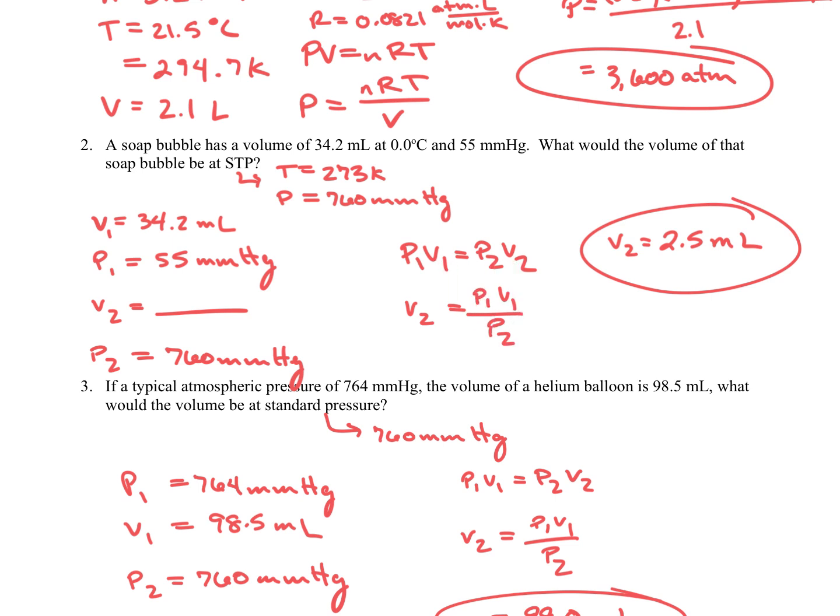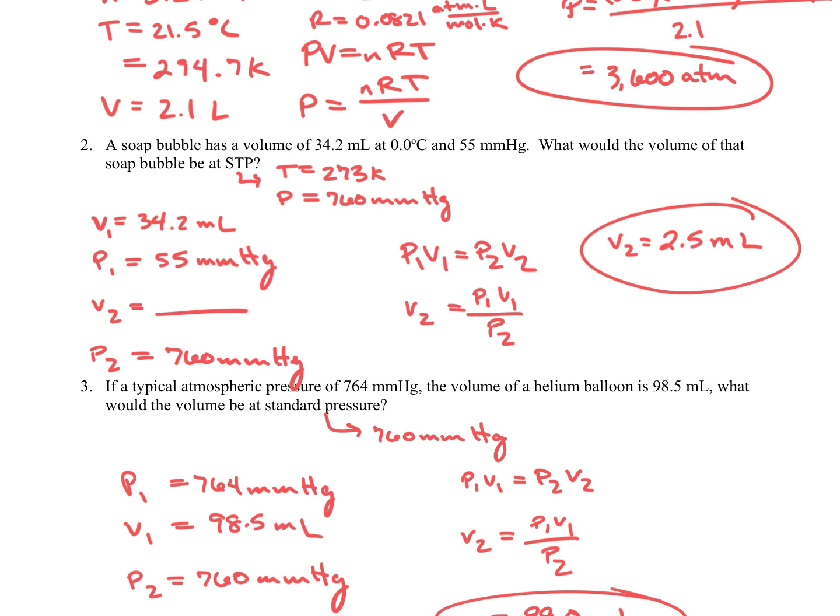The values given in the problem tell you that the first volume is this and the first pressure is this, and it asks for the second volume at the final pressure. The final pressure is the standard pressure. For millimeters of mercury, the value for standard pressure is 760 millimeters of mercury. When you rearrange the equation to solve for V2, you take pressure 1 times volume 1 divided by the pressure at the end. If you plug these numbers into your calculator, you get a volume at the end of 2.5 milliliters.